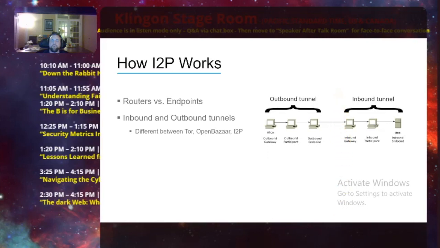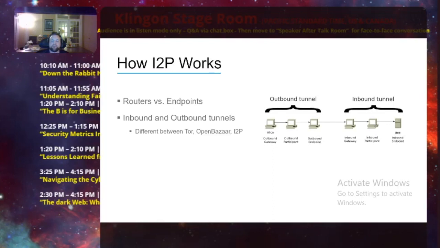So what is hidden with I2P is the information that you are doing, if anything. Because that router is continually connected, it's going to be continually pushing out that information, kind of keeping your ISP unaware of what, if anything, you are actually doing.